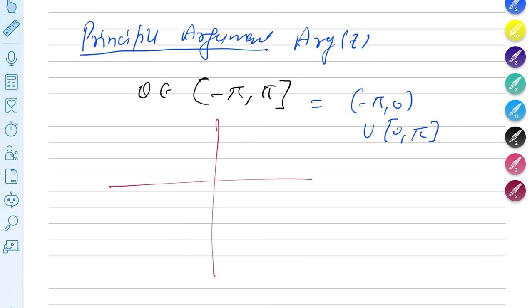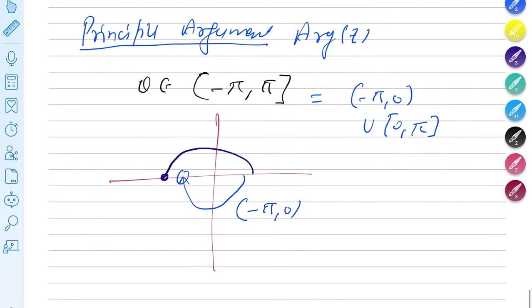So it has a value from minus pi to 0, like this, and the other is 0 to pi. So minus pi has an open bracket, whereas pi has a closed bracket. So for any value on the negative x-axis, the argument is capital pi, not minus pi. So principal argument is now able to capture all the quadrants: first, second, third, fourth.